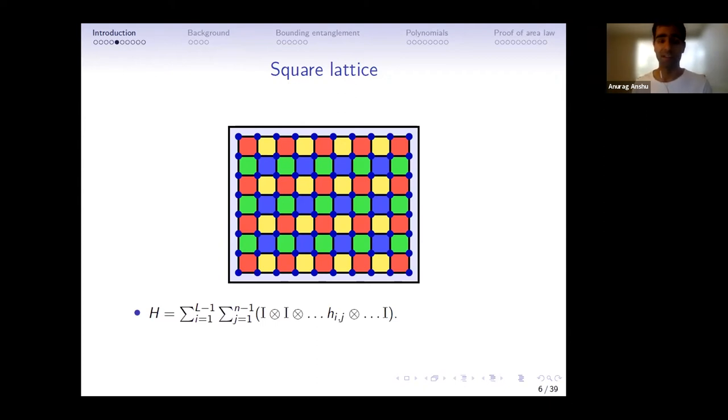So once more, we have a collection of particles, and they're interacting locally by this Hamiltonian, where any term H_ij acts on a certain particle ij and its neighbors in the plaquette. And it acts trivially on everything else, as an identity. So H forms a big matrix on these particles. Just to clarify, L is the length across of this square lattice, and N is the height. So there are lots and lots of particles, like N times L of them.